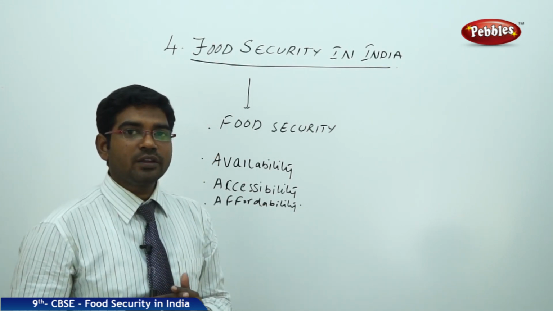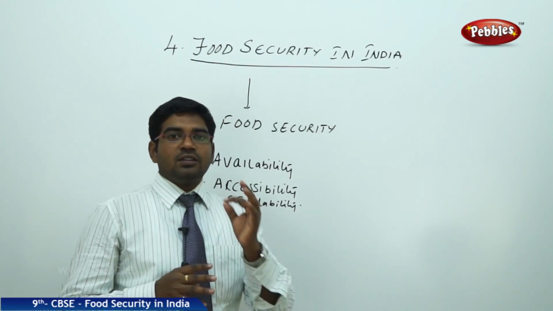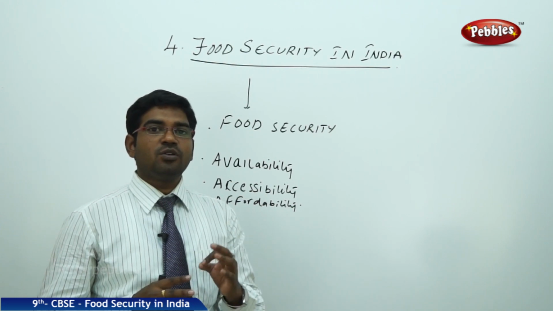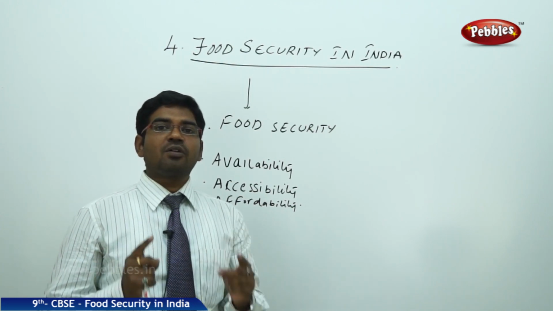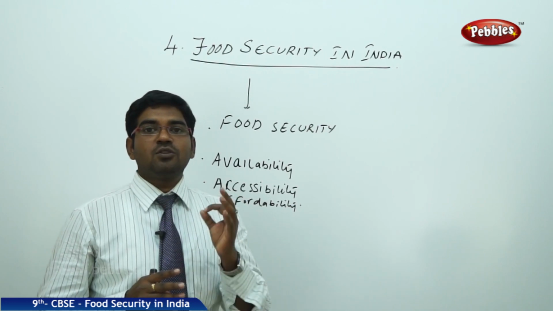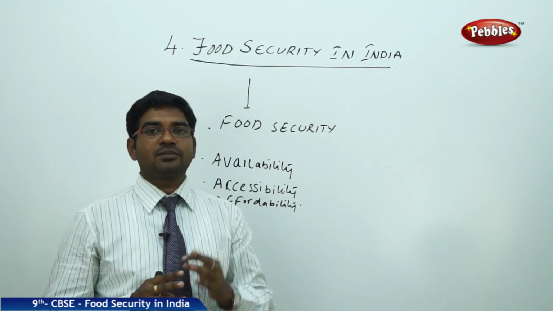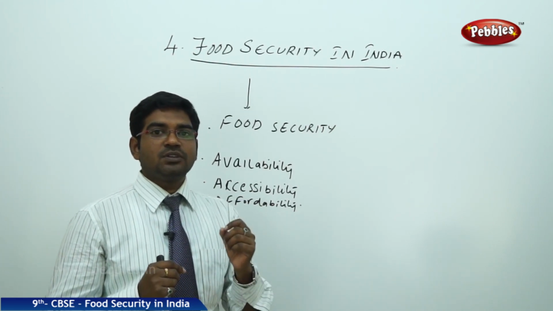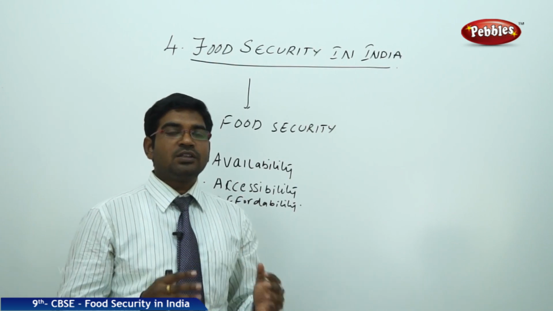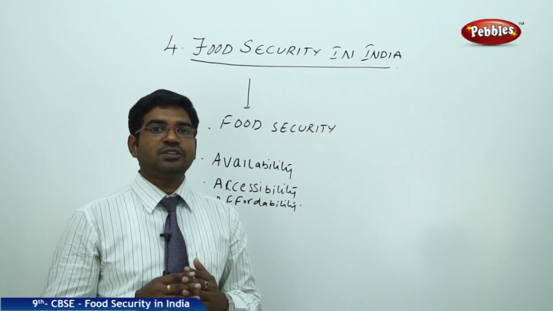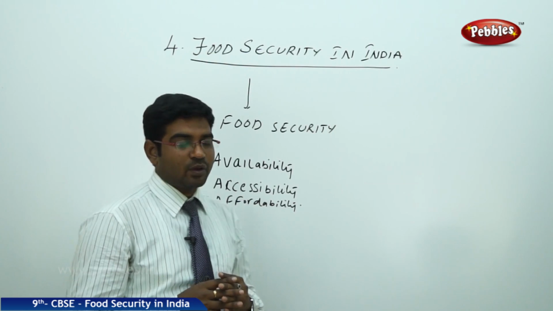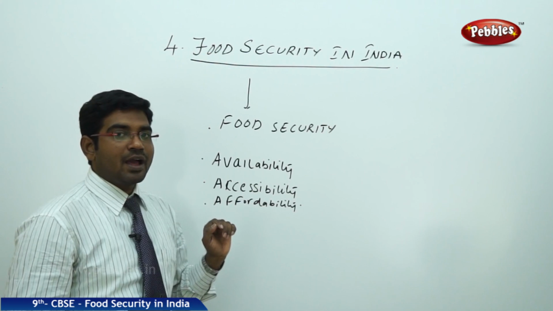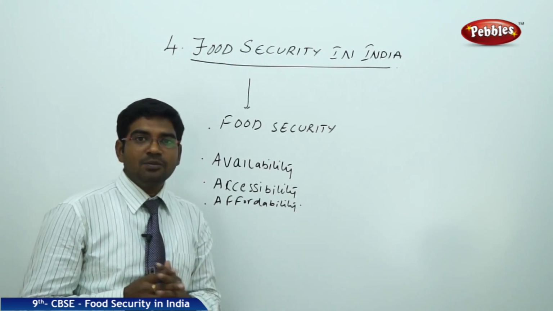First of all, what is food security? The providing of food for all people at all times is known as food security. Who provides the food? It is the utmost responsibility of the government to ensure that all the members are able to get food. We can broadly categorize food security into three categories: availability, accessibility, and affordability.